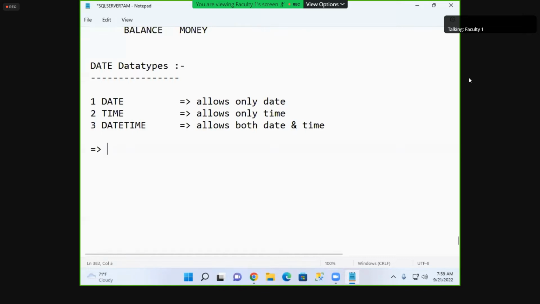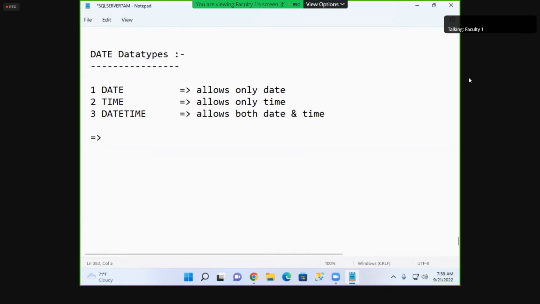But when dates are there, okay? Then what you must know is the date format. Different software uses different date formats. Oracle uses one date format. MySQL uses one date format. Different databases use different date formats.